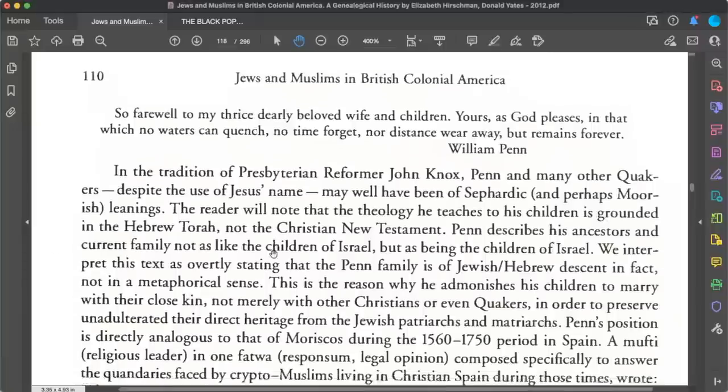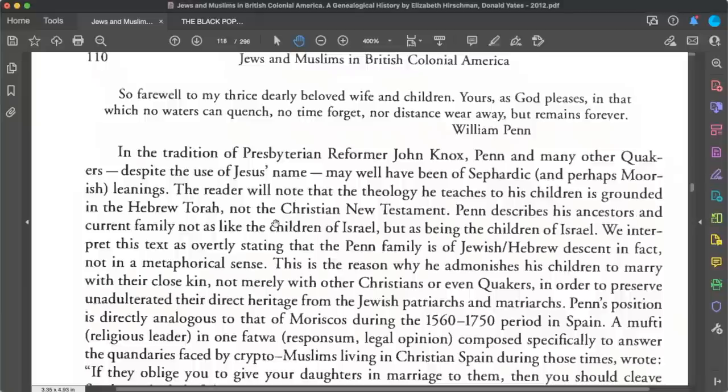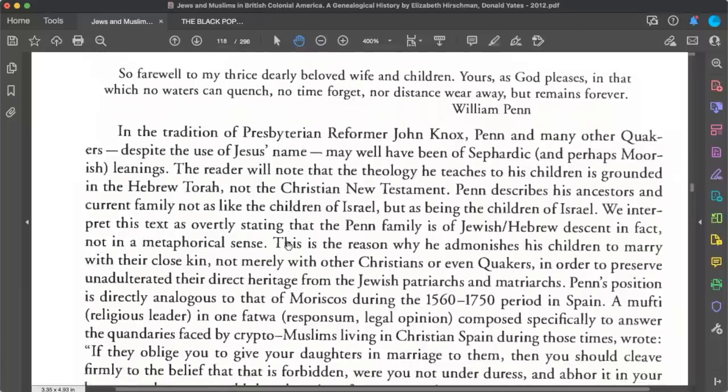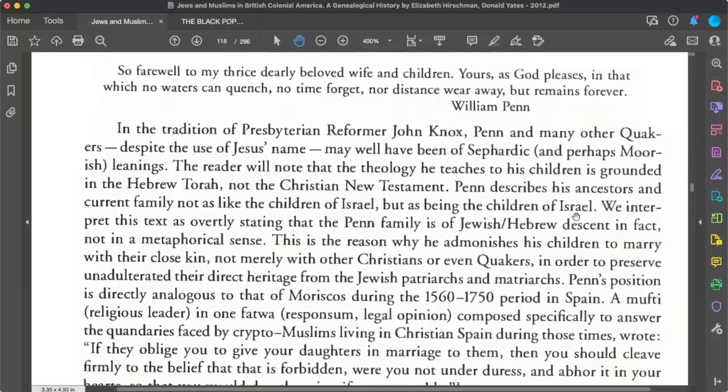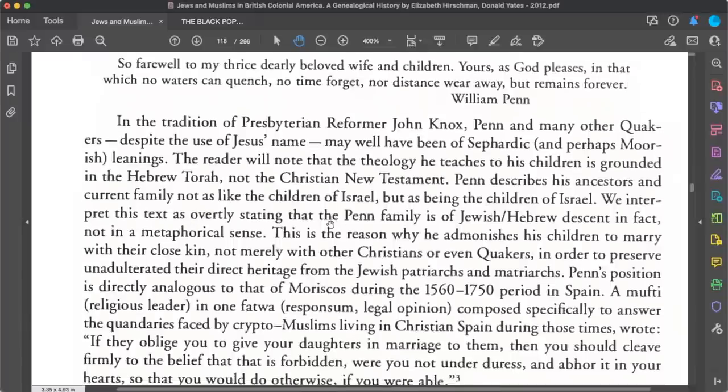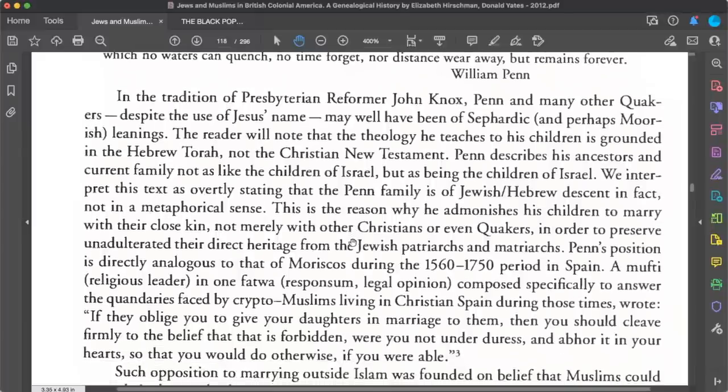The reader will note that the theology he teaches to his children is grounded in the Hebrew Torah, not the Christian New Testament. Penn describes his ancestors and current family not as like the children of Israel, but as being the children of Israel. We interpret this text as overtly stating that the Penn family is of Jewish Hebrew descent, in fact, not in a metaphorical sense. This is the reason why he admonishes his children to marry with their close kin, not merely with other Christians or even Quakers, in order to preserve unadulterated their direct heritage from the Jewish patriarchs and matriarchs.